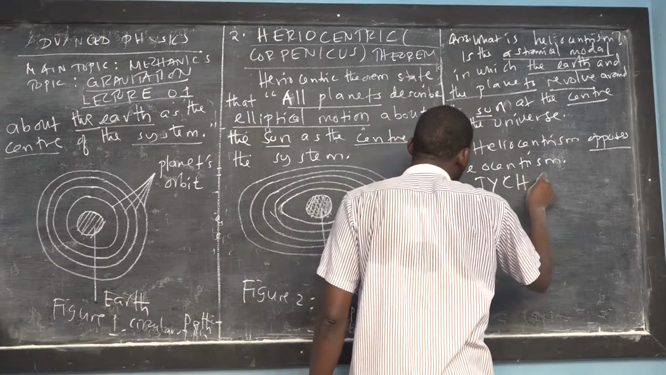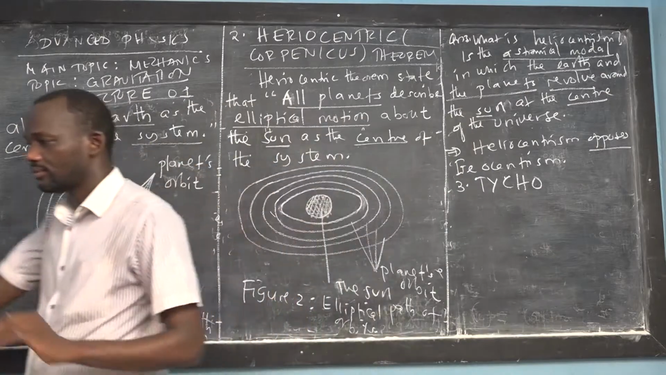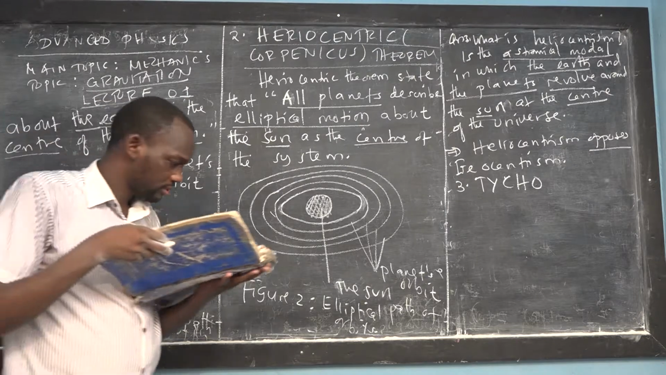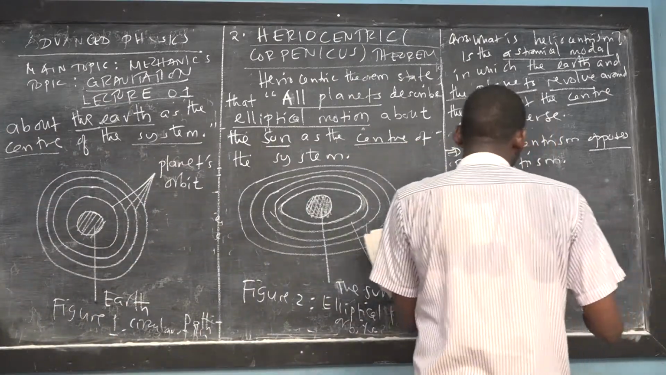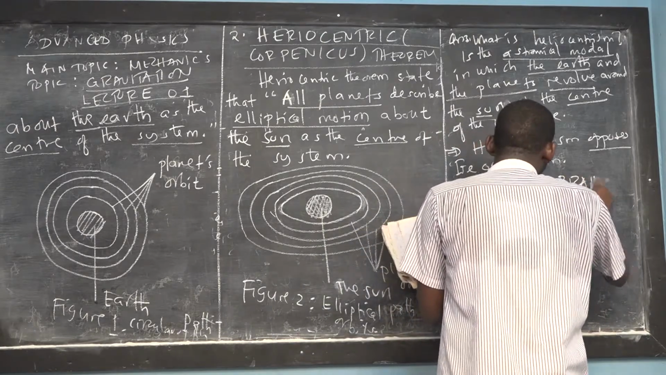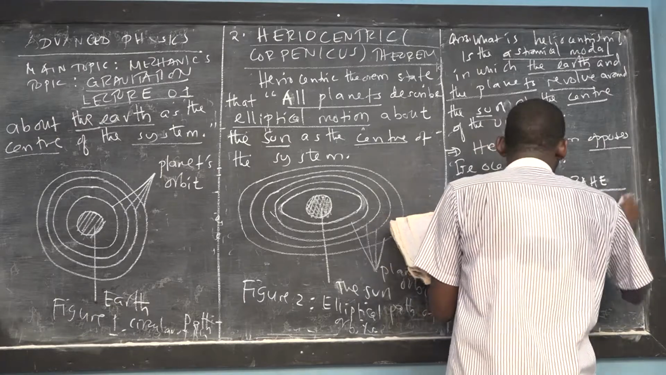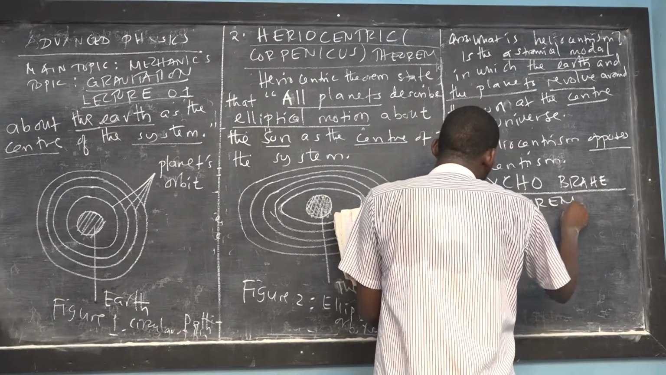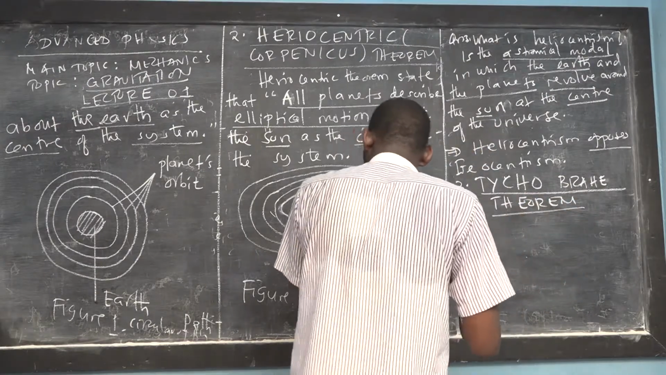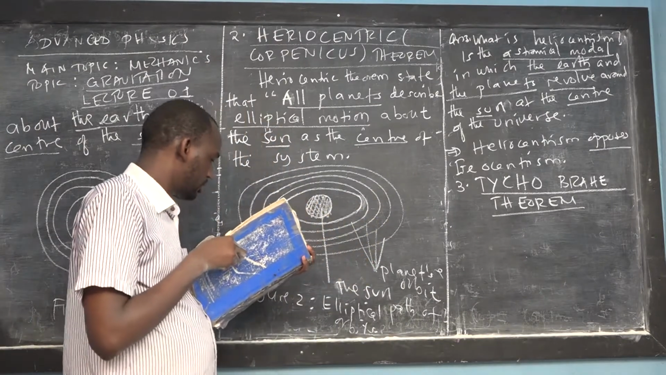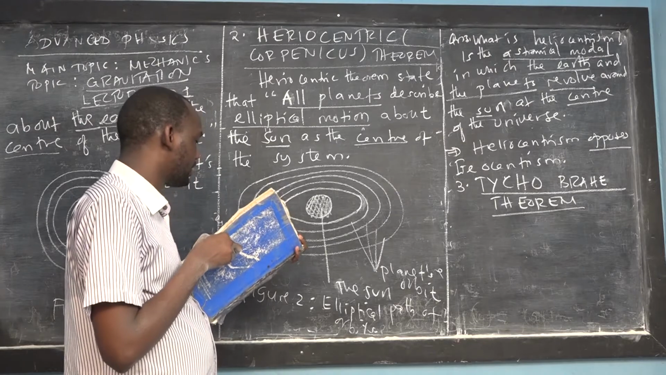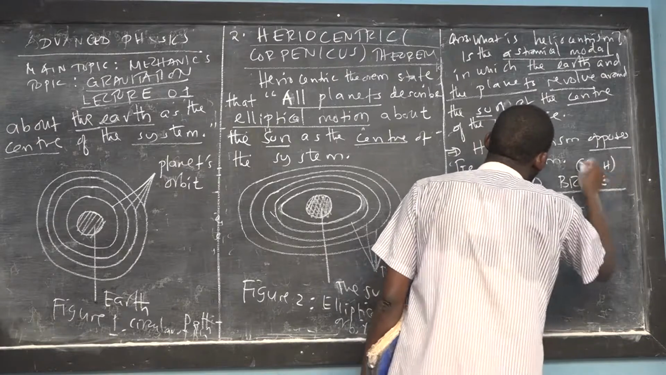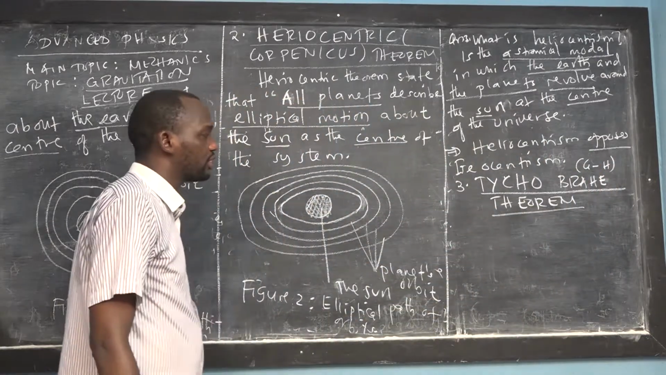Again, we have another theorem. In physics, we call it the Tycho-Brahe theorem. Maybe my pronunciation might be wrong, but don't worry about that. Pronounce it as correctly as you can. Some people call it the geo-heliocentric theorem. So in some of the books we call it the geo-heliocentric theorem. G stands for geo, H stands for heliocentric.